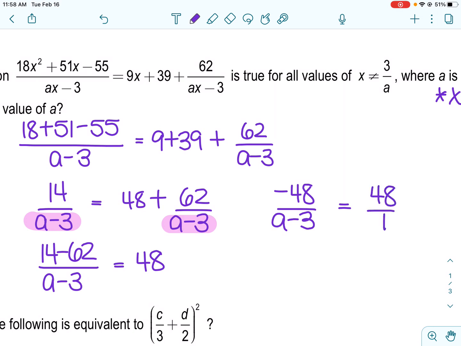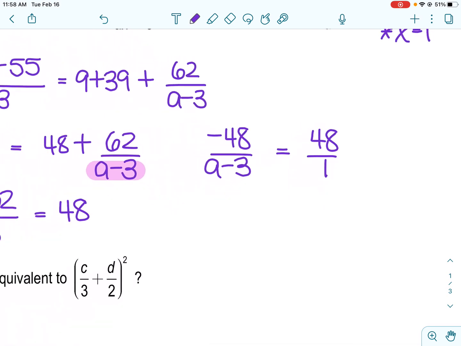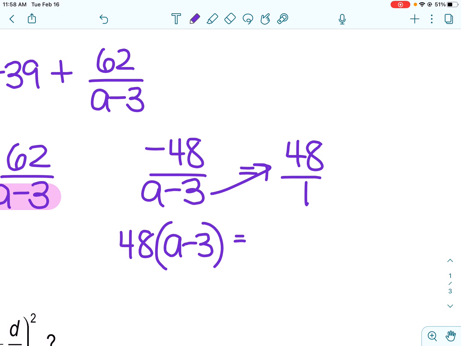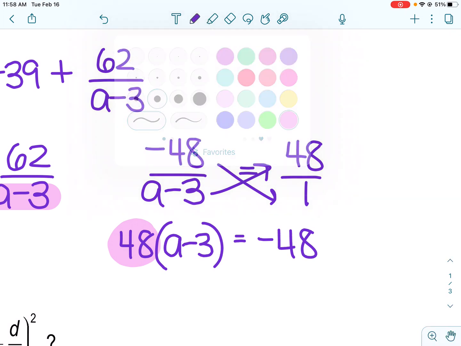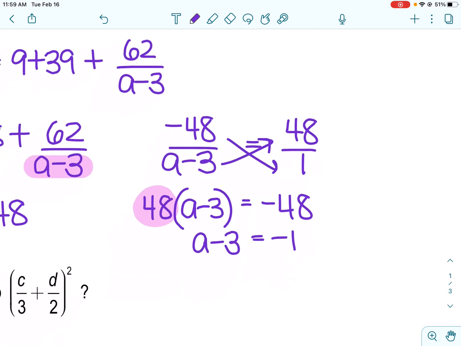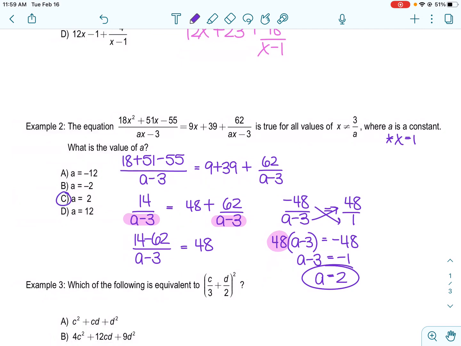Okay, and then to finish this problem, I'm just going to cross multiply. Okay, so if I cross multiply here, I've got 48 times a minus 3. I'm going to keep those separate for now. Equals negative 48. Divide by this 48. I get a minus 3 equals negative 1. And then when I add 3, I get that a is 2. Okay, which is option C.